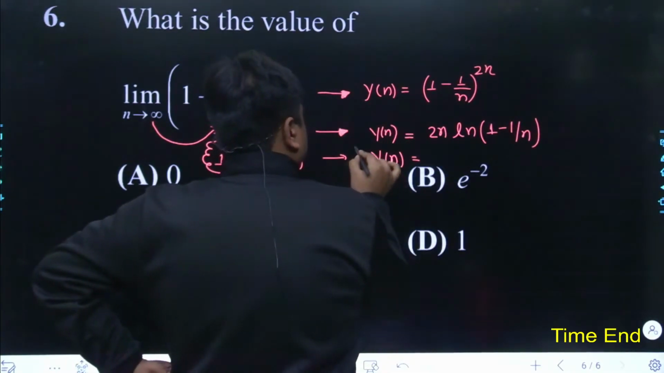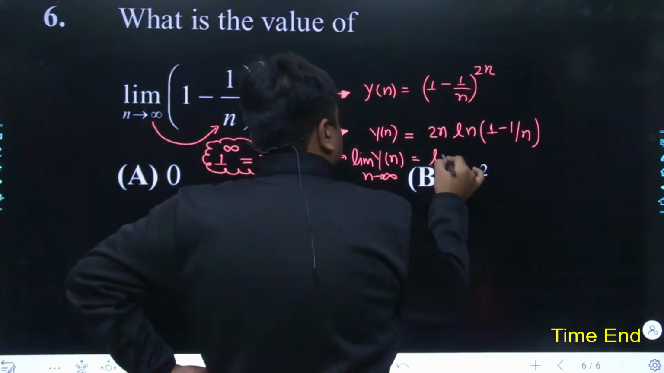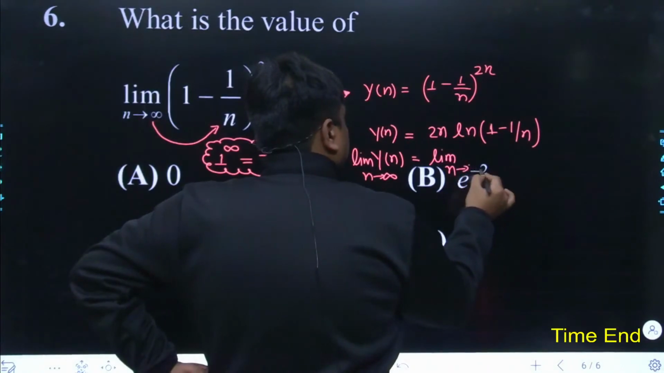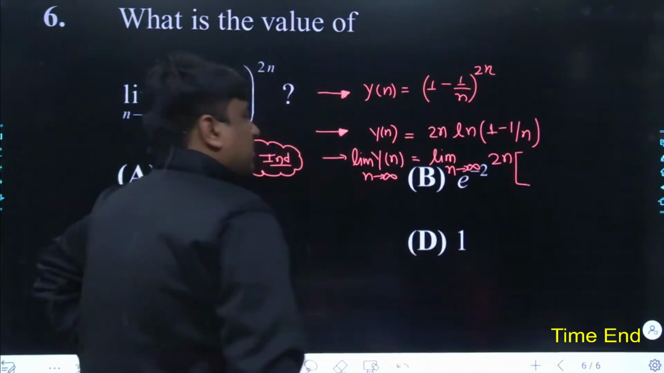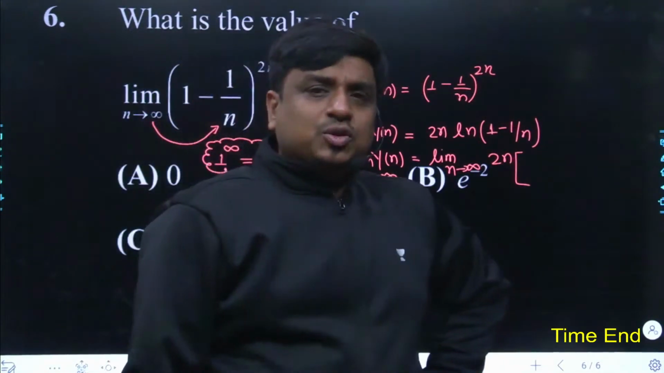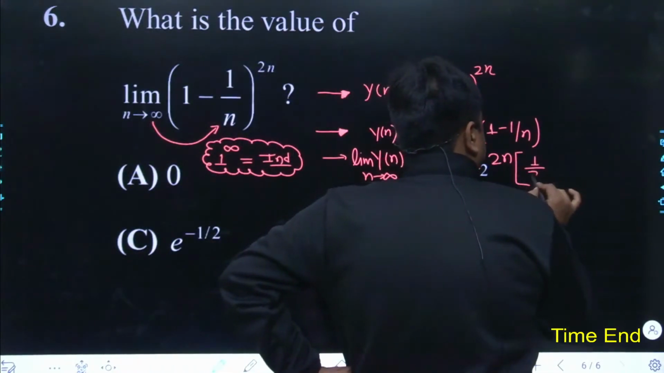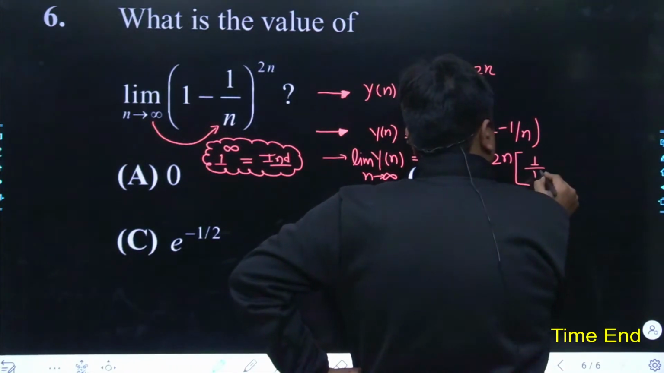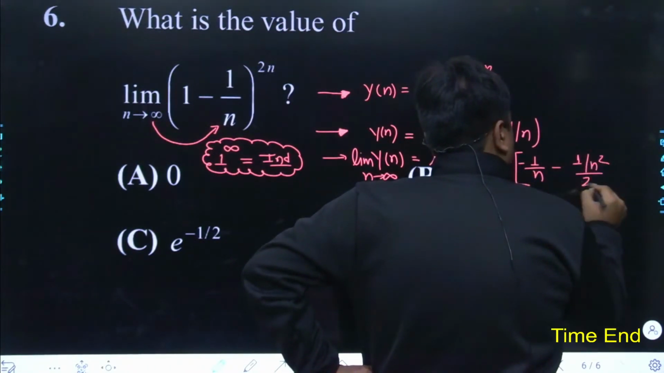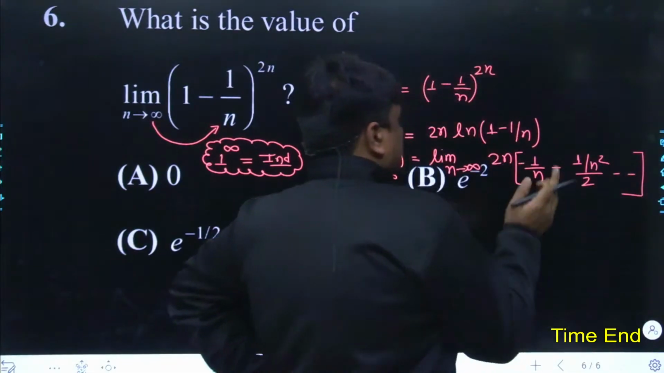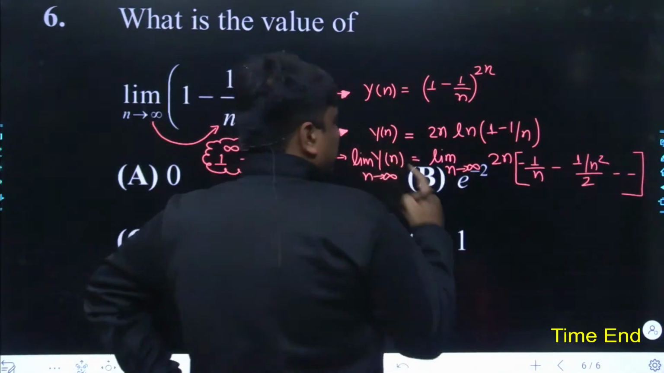Yes, and we wanted to have limit n tends to infinity. So here it becomes limit n tends to infinity of y of n. So here it becomes 2n times ln of 1 minus x. Let me expand it. What does it actually mean? That stands for minus x, and here instead of x it is 1 by n, minus x squared divided by 2, and so on and so forth. I don't have to go for the larger terms. So just you yourself would be able to understand it.